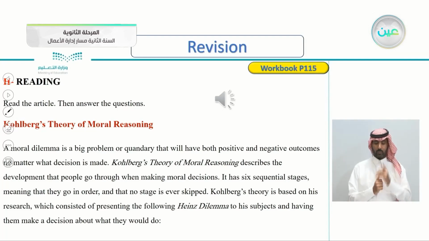Kohlberg's theory of moral reasoning. A moral dilemma is a big problem or quandary that will have both positive and negative outcomes no matter what decision is made. Kohlberg's theory of moral reasoning describes the development that people go through when making moral decisions. It has 6 sequential stages, meaning that they go in order, and that no stage is ever skipped. Kohlberg's theory is based on his research, which consisted of presenting the following Heinz dilemma to his subjects and having them make a decision about what they would do.